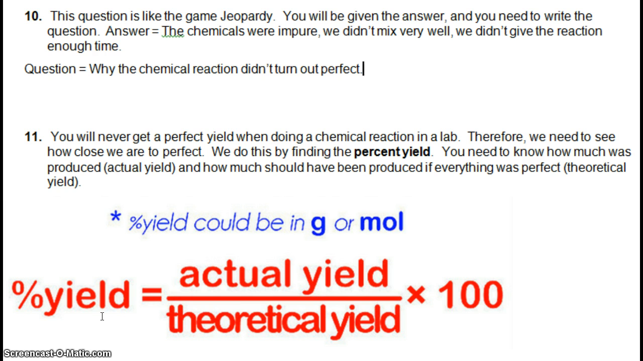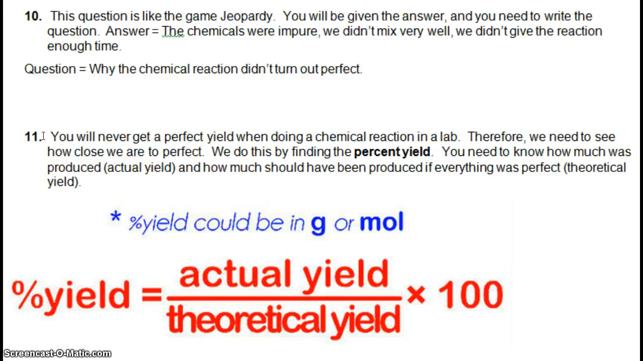Again, in chemistry class, what does yield mean? It's like the arrow sign in a chemical reaction. It means makes or produces. You will never get a perfect yield or the perfect amount when doing a chemical reaction in a lab. Therefore, we need to see how close we are to perfect. We do this by finding the percent yield.